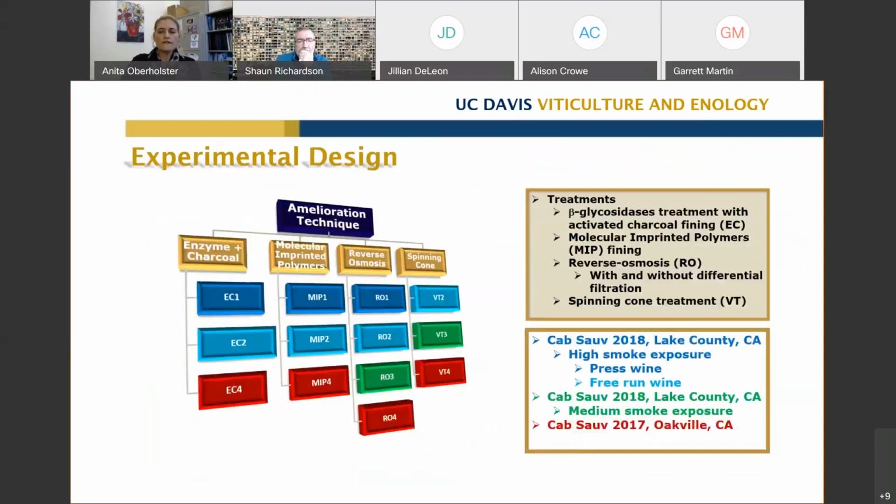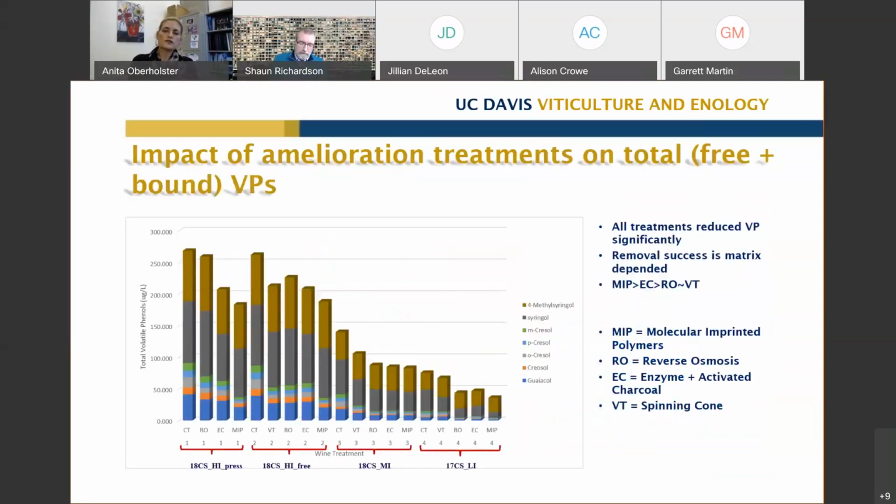I did this on 4 different wines. I had a high impact one from the Lake County fires in 2018. I kept the press and free run separate. I had a more medium impact one from Lake County, and then I had a lower impact one from my 2017 Oakville experimental station wine. What I want to show you here is the total free amount of volatile phenols, and you will see that no matter what treatment you used, it decreased. But there was still plenty left.